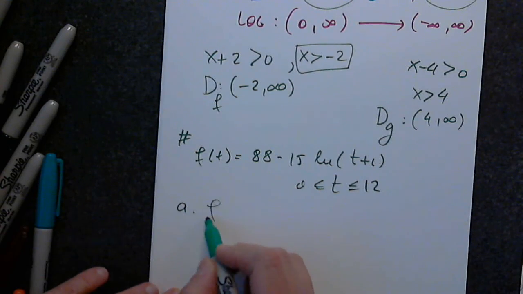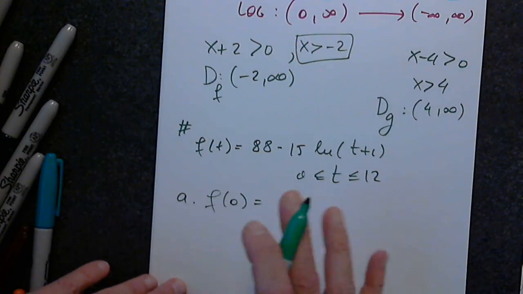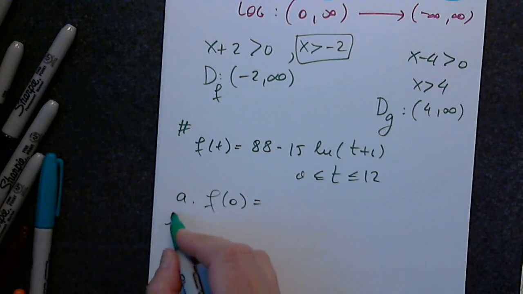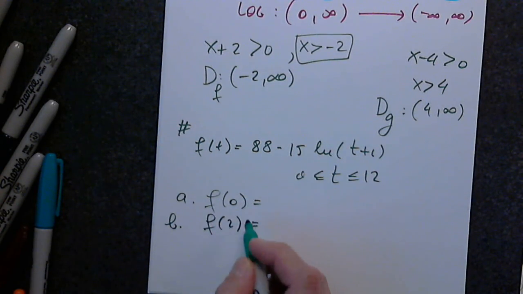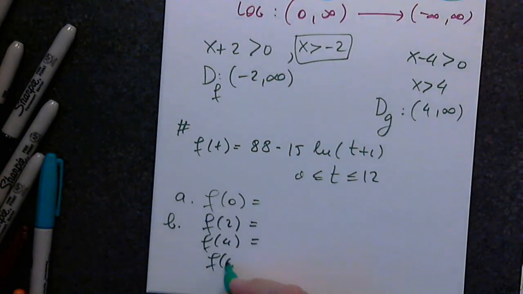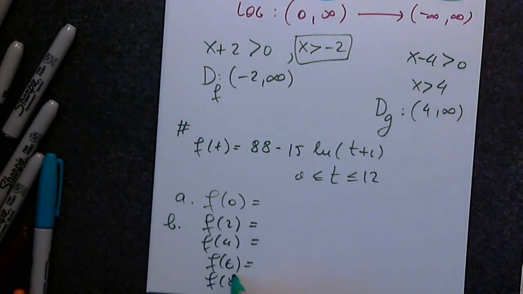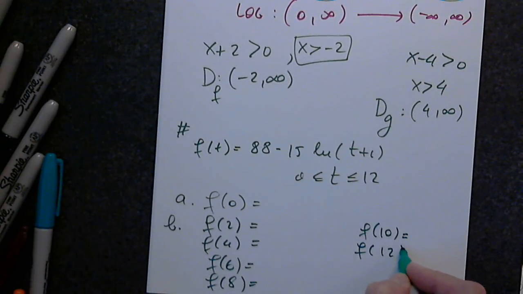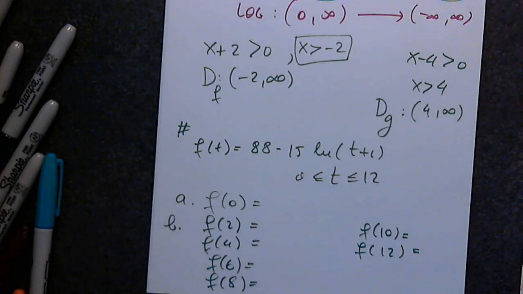Part A. Of course, I have to find f of 0. In a minute, we'll determine that. What was the average score after 2 months? So in part B, f of 2, and so on and so forth. F of 4, f of 6, f of 8, f of 10, and f of 12 after 1 year.